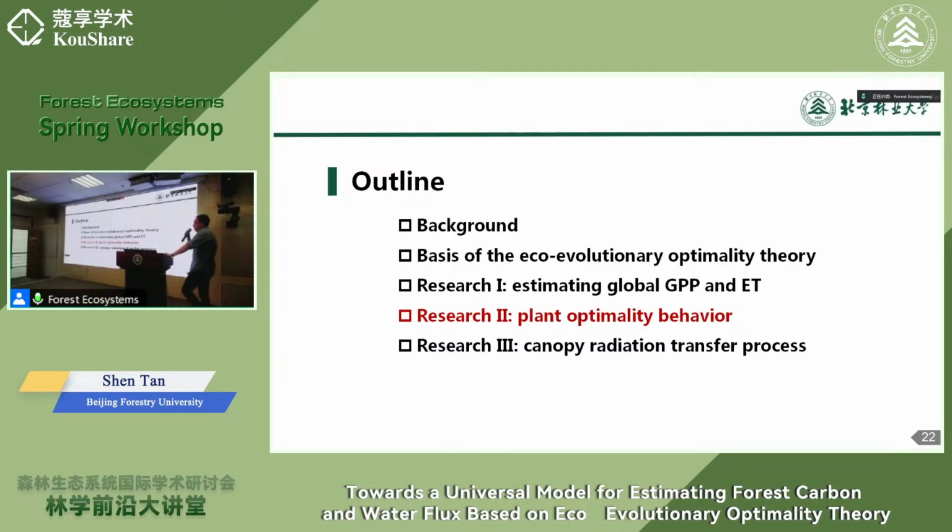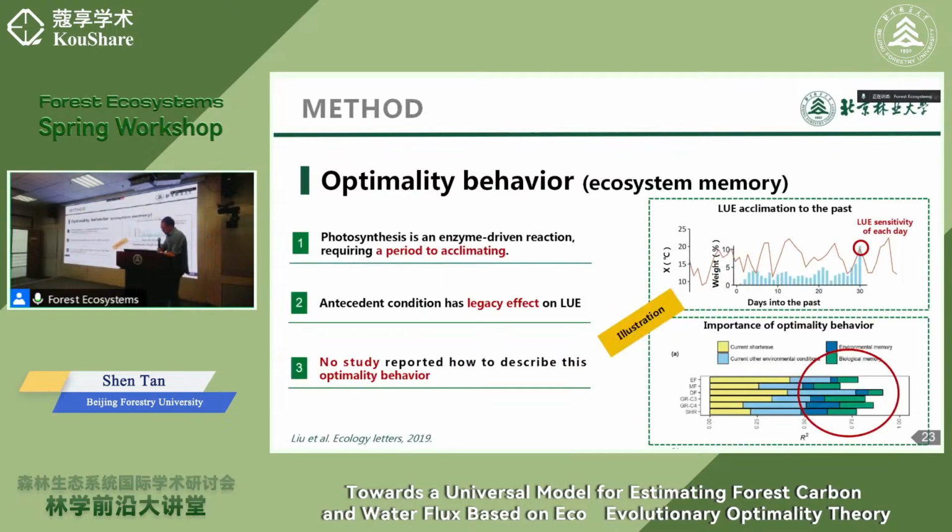And the second part is the plant optimality behavior. During the first part, when we were talking about plant optimality theory, we actually did not know how the plant acclimates to recent environmental conditions. When we are estimating the GPP and the evapotranspiration, we just use the average climate condition of the past 8 days or the past 12 days or the past 15 days. We just use a direct averaging of the environmental condition. But we know that photosynthesis and evapotranspiration are enzyme-driven reactions, and the enzyme requires a period to acclimate to recent climate change, to recent environmental conditions.